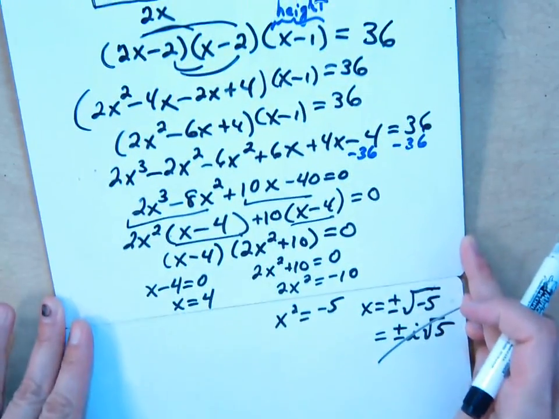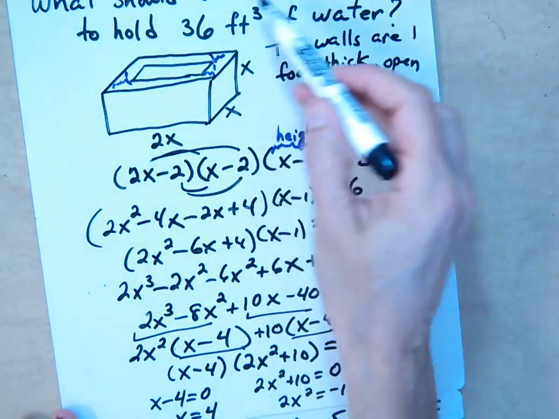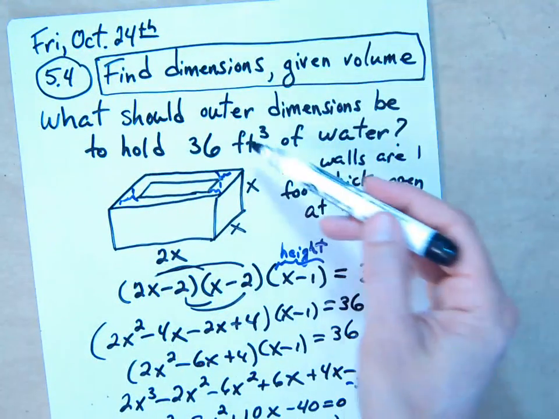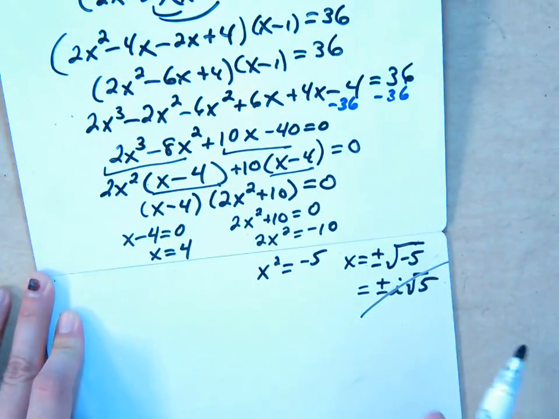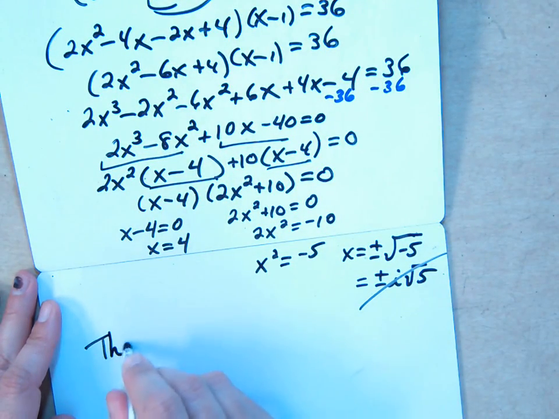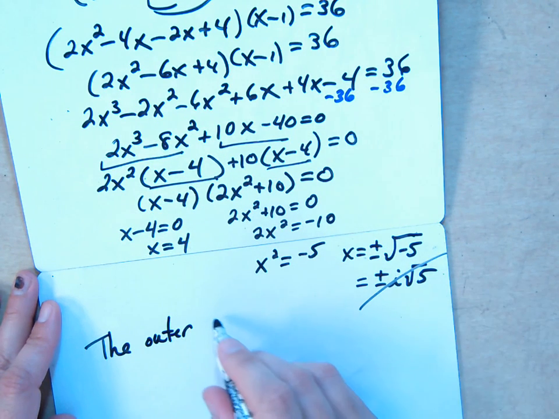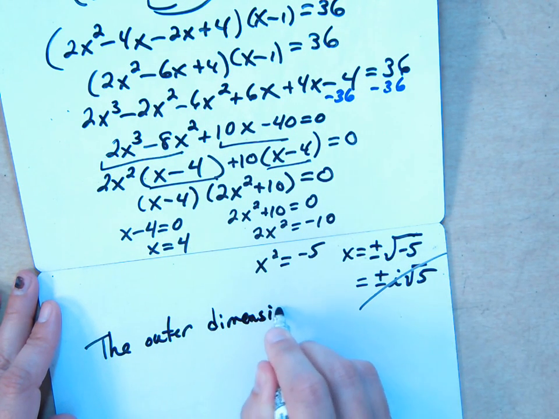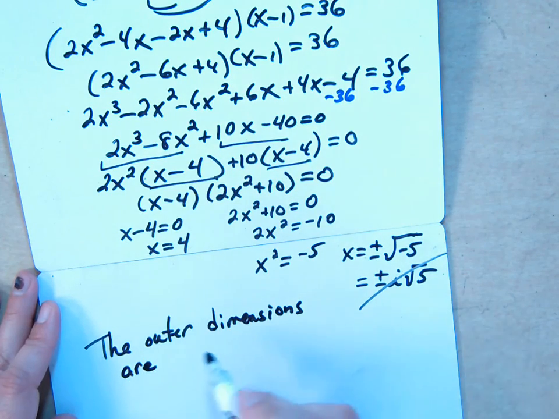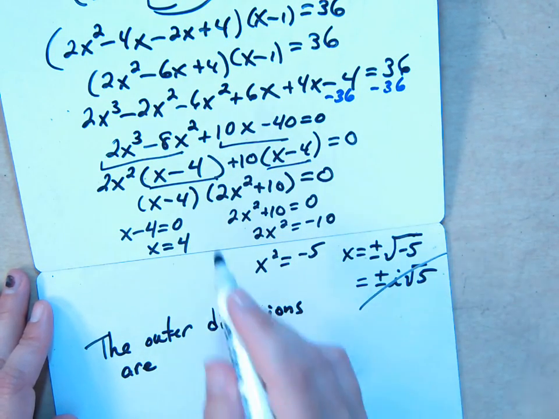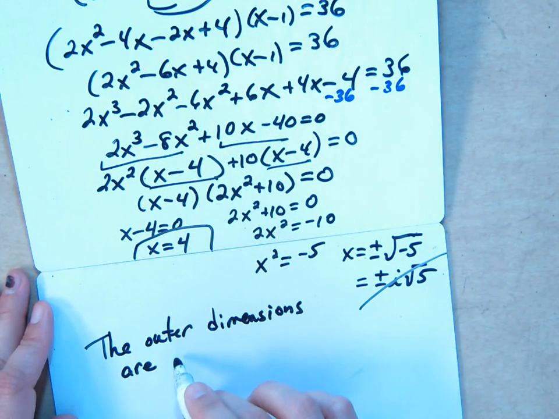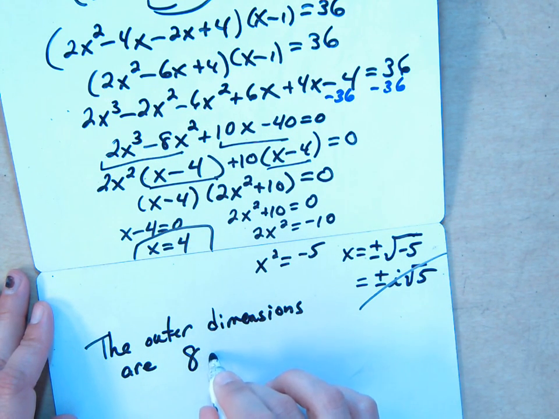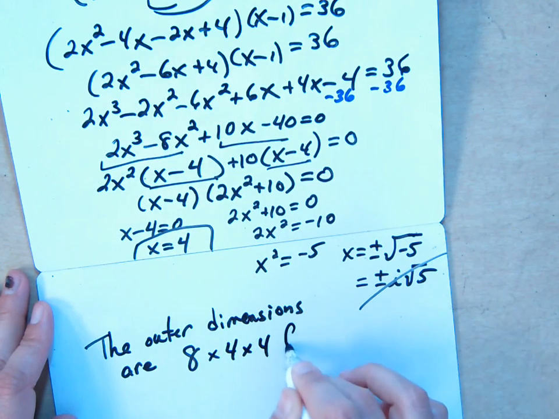So we go back to the original question, which is, you always have to go back, okay? What should the outer dimensions be to hold 36 feet cubed of water? The outer dimensions, always answer with a complete sentence. The outer dimensions are, well, the expressions are 2x by x by x, but we know that x is 4. We're going to use this. So the outer dimensions are what? So 8 by 4 by 4 feet.